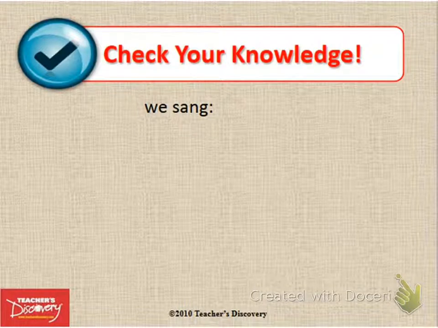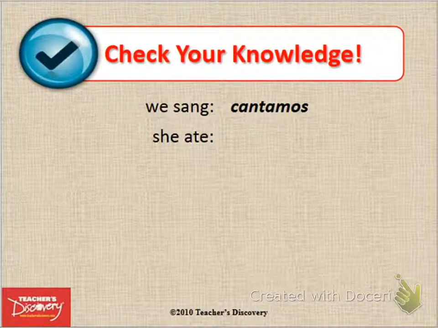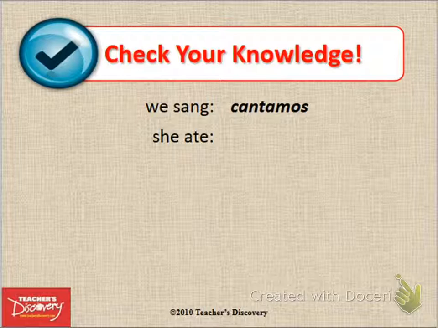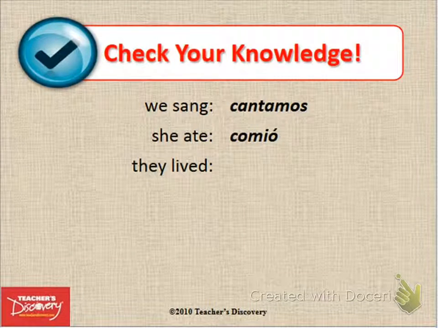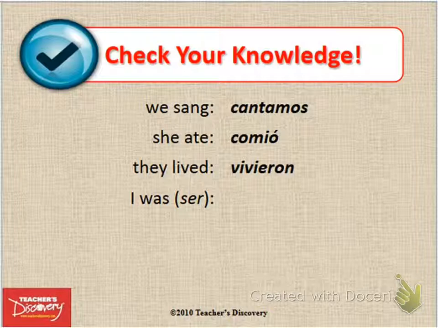All right, let's do this. What would it be, we sang? Do we need to say nosotros? No. So we can just say cantamos. She ate. Ending is 2 letters, all past tense, preterite, comió. Accent on the O. Okay, they lived. Plural, vivieron. Good.